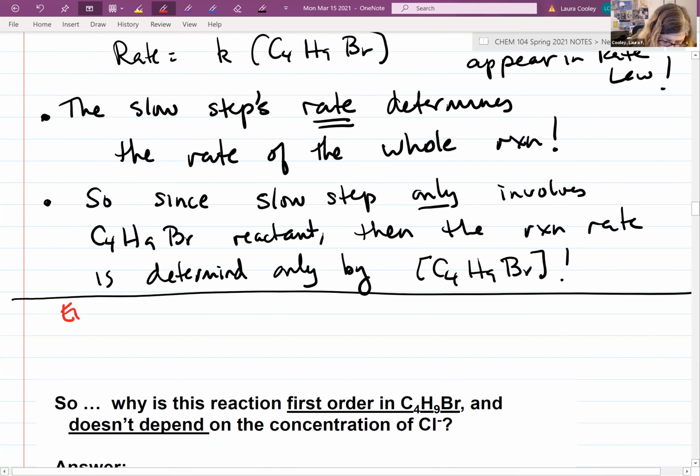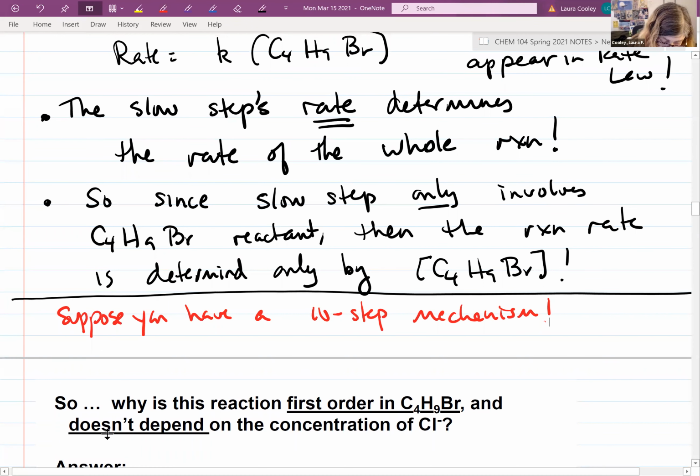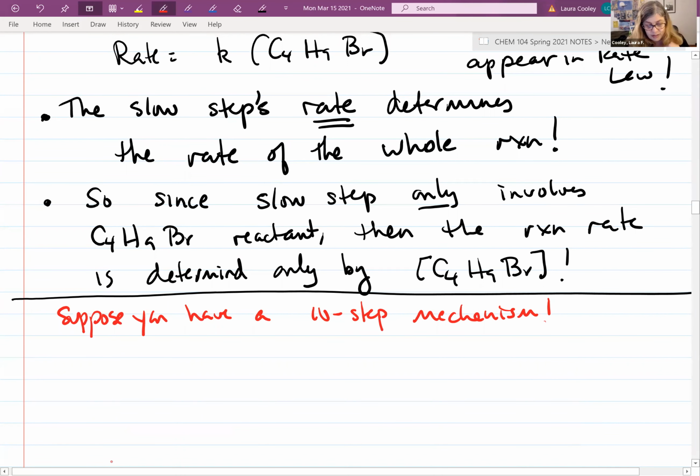So suppose you have a 10-step mechanism, and there are 10-step mechanisms out there. There's some very complicated chemistry that goes on in this galaxy. Okay, so suppose you have a 10-step mechanism. Sounds like a 10-step program, but that's not what I mean. That's 12 steps, right? So suppose you have a 10-step mechanism.